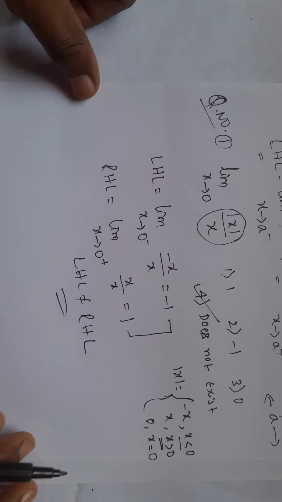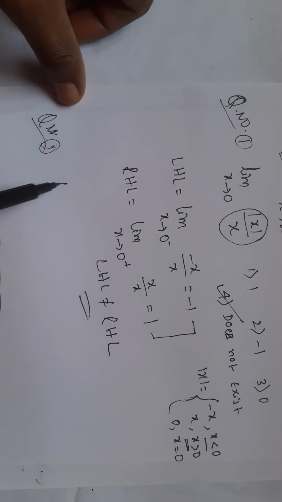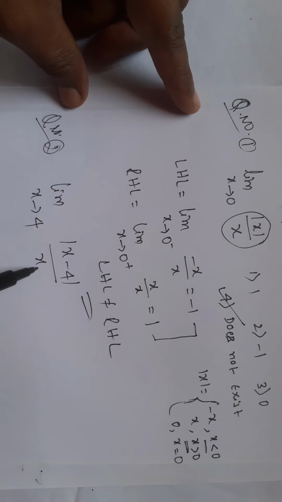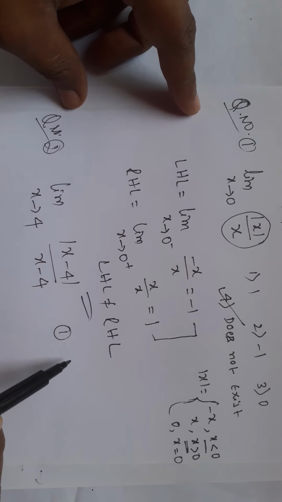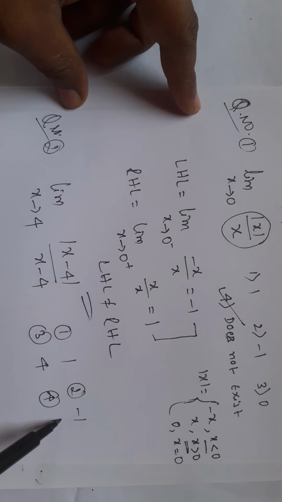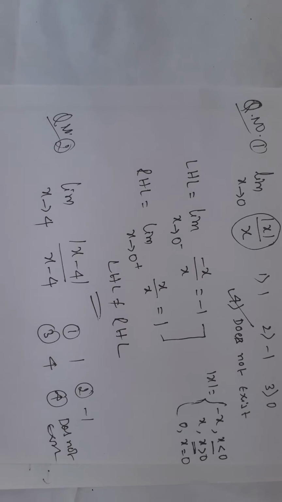Here is one more question. Second question. They have given the limit as x tends to 4 of modulus of x minus 4 by x minus 4. Option 1, 1; option 2, -1; option 3, 4; and option 4, does not exist. Same idea, same concept. We should verify whether LHL is equal to RHL or not. As we did in the last problem, use the same technique, but here the function is quite different.